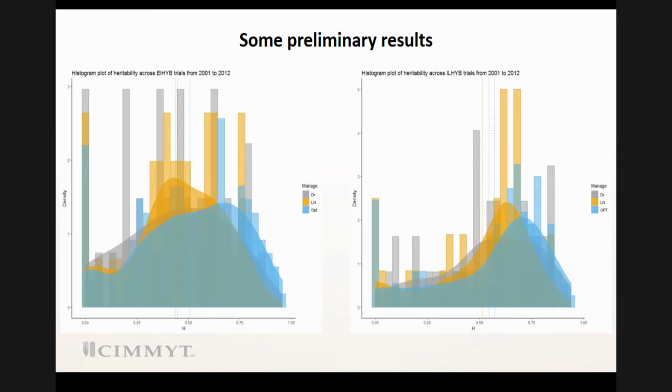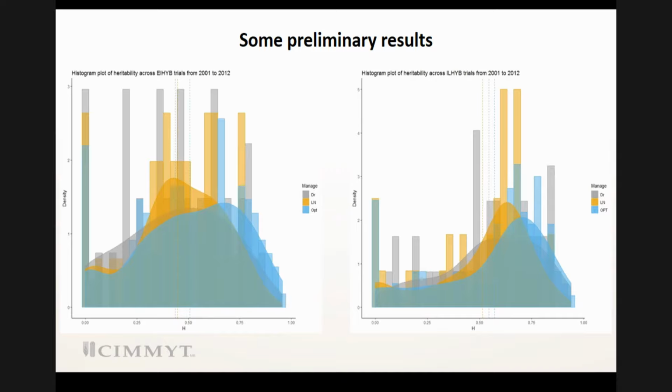The measure of heritability is what most breeders are interested in looking at as they advance material and do their selections. In this case, for example, this is for early to intermediate maturing hybrids in that period. Those are the management conditions. And so we see that this is how the heritability estimate is distributed across the years. The same for the late hybrid trials in the different management conditions with the different colors. That's the distribution across years.